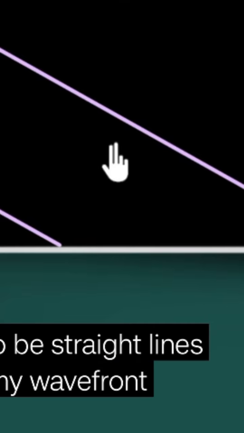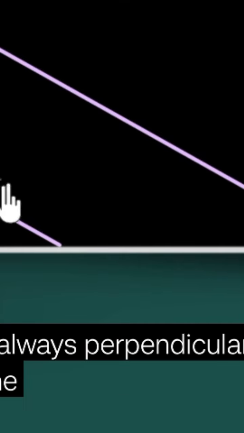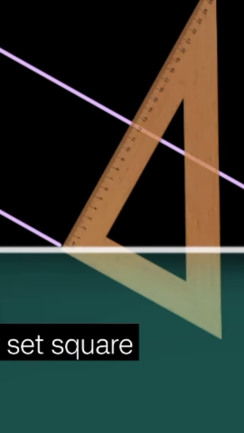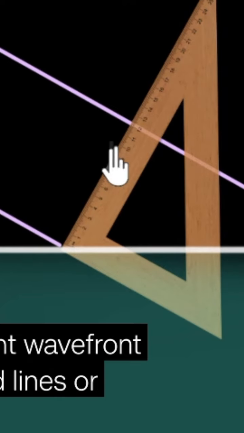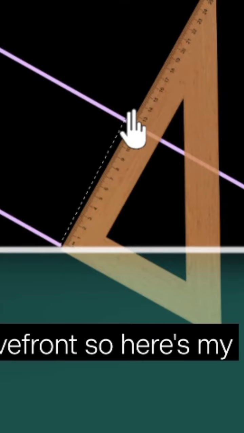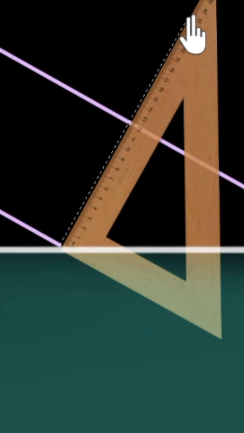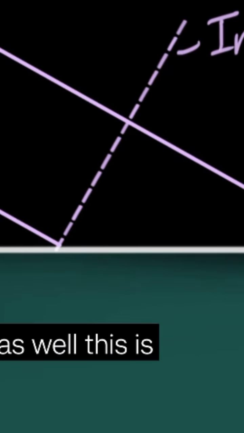And how do I draw my wavefront over here? Well, wavefronts are always perpendicular to the direction of the rays. And so I can now bring in my set square and draw my incident wavefront. So let me use dotted lines or dashed lines so that we can differentiate between rays and wavefronts. So here's my incident wavefront. All right. So let me write that as well. This is incident wavefront.